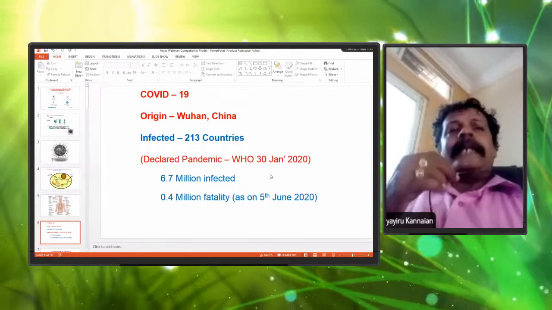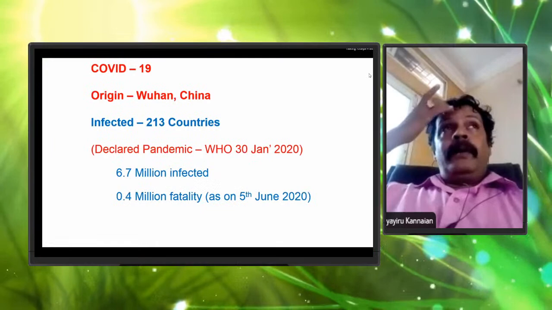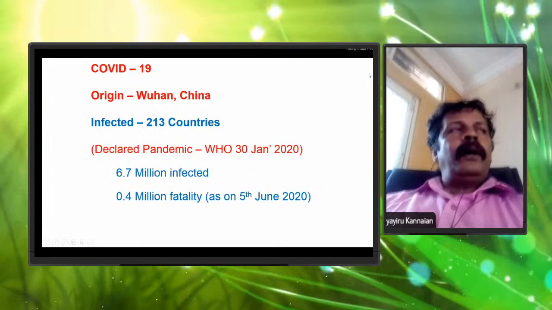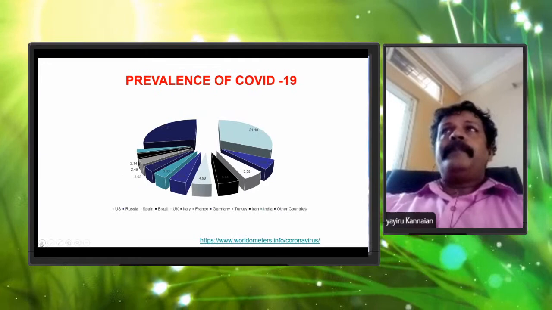As of date, nearly 6.7 million people have been infected with this particular disease, corona. But so far, there was not much infection reported for any coronavirus in the family Coronaviridae. And it has also caused a fatality of 0.4 million as on the 5th June 2020 record.